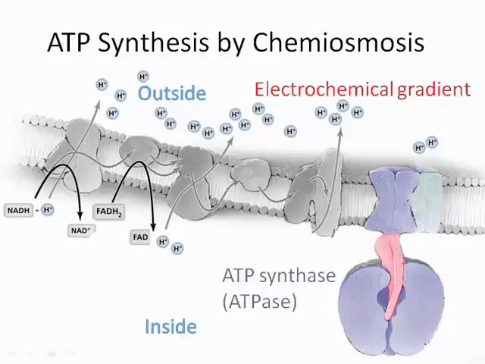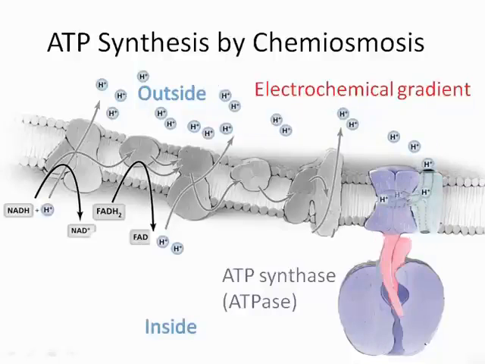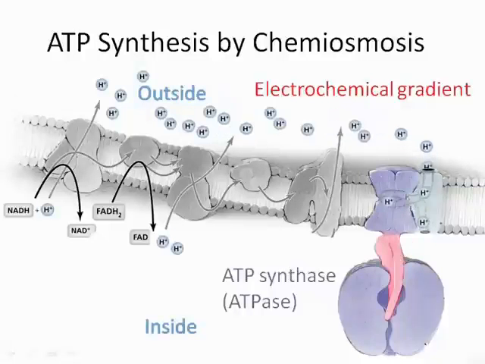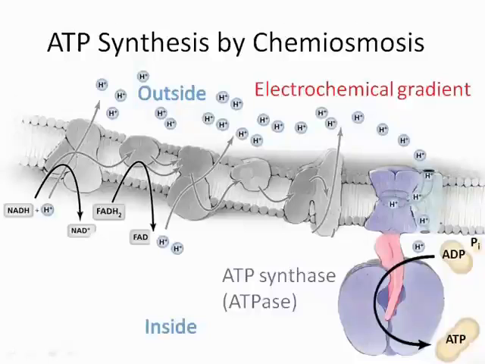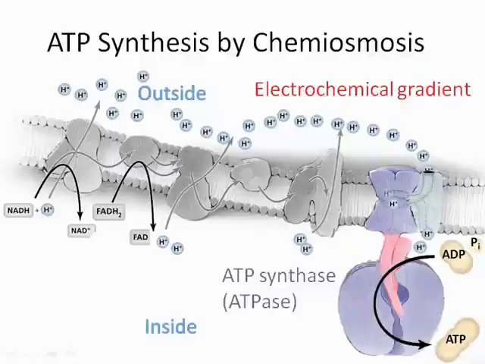In chemiosmosis, ions flow across the membrane through a channel in ATPase. As ions flow through the ATPase, parts of the molecule change shape and rotate. This mechanical motion causes the enzymatic activity to add inorganic phosphate to ADP to make ATP.